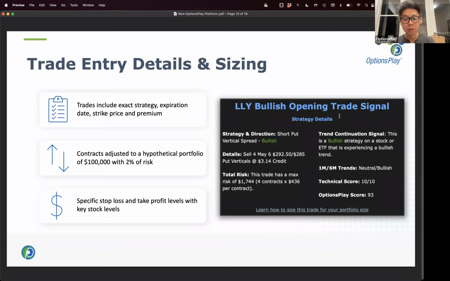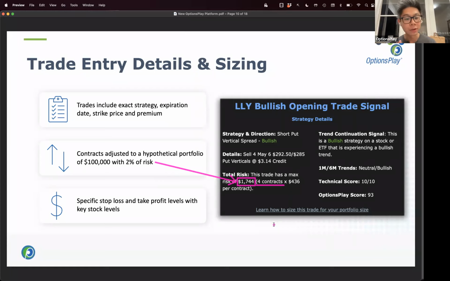So for example, on this Eli Lilly trade that we sent out, we were selling 4 contracts of the May 6th 292.5/285 put vertical for a $3.14 credit. Because this trade had a max risk of $436 per contract, we traded 4 contracts of it, which gave us a total risk of $1,744, which is just shy of 2% of a $100,000 portfolio. Basically, we're not only teaching you the trade, but how to size the trade appropriately for your portfolio. Arguably, the sizing of the trade is more important than the trade itself.